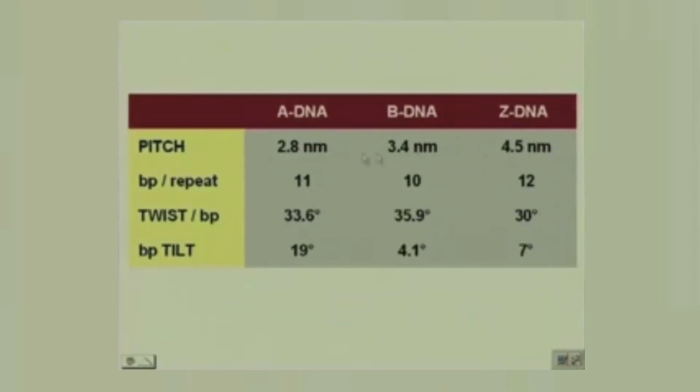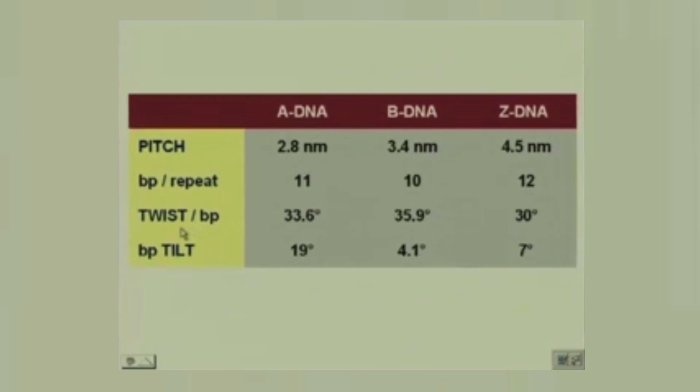These are some of the features of the aDNA, bDNA and zDNA. We have a pitch. What is a pitch? The distance covered by one rotation. So the aDNA pitch is 2.8 nanometers, the bDNA is 3.4 nanometers, and it is 4.5 nanometers for zDNA. The base pair repeats are 11 bases per turn, 10 bases per turn and 12 bases per turn.